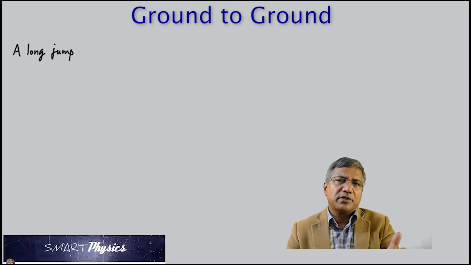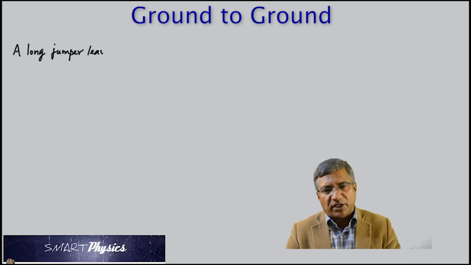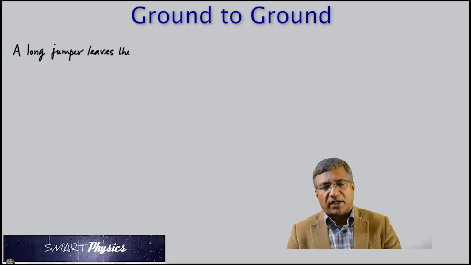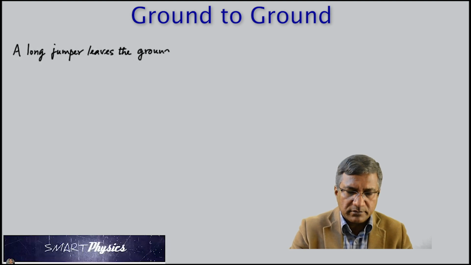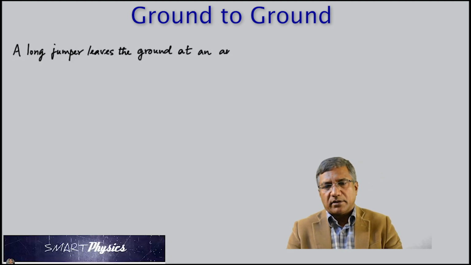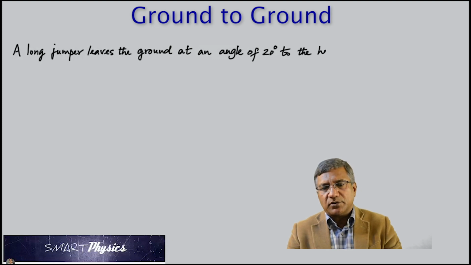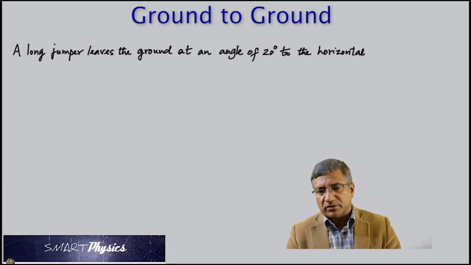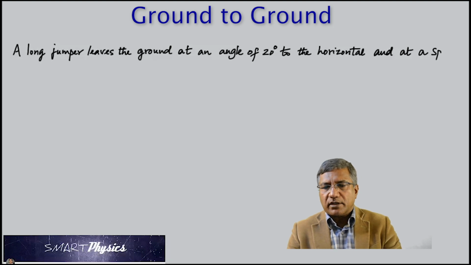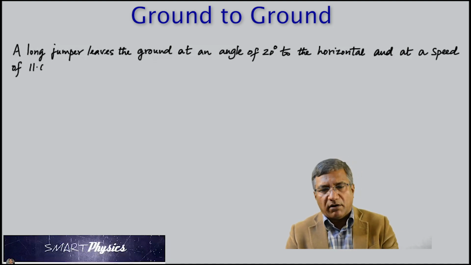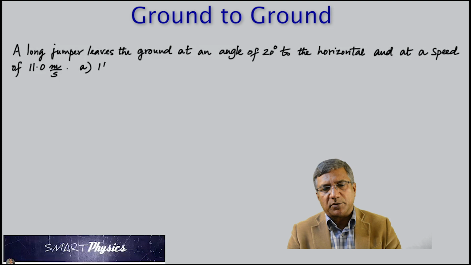Read along and try to understand. You will get this. A long jumper leaves the ground at an angle of 20 degrees to the horizontal. That means to the ground. And at a speed of 11.0 meters per second.